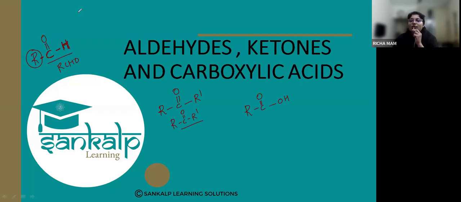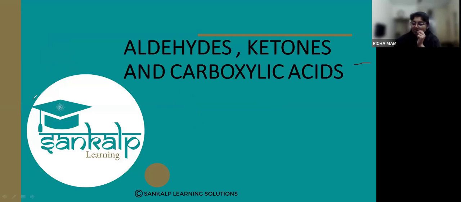These are also a class of organic compounds: aldehydes, ketones, carboxylic acids. These are all organic compounds which consist of carbon, oxygen, and hydrogen. These are the functional groups, that is the carbonyl. Which group is present here? The carbonyl group is present in aldehydes, ketones, and carboxylic acids. So these are all termed carbonyl compounds. So let us start with the questions.